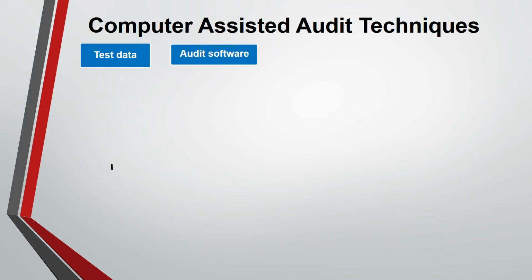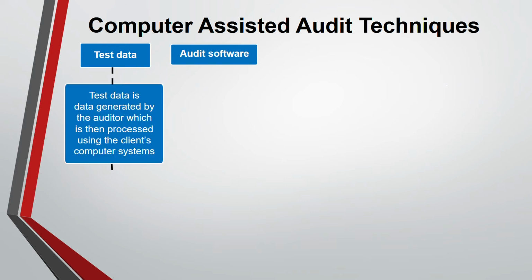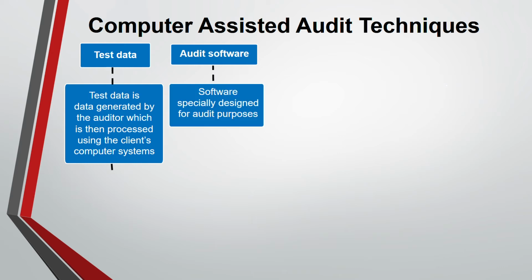Next, computer assisted audit techniques. There are two things that you need to take care of. One is test data, the other one is audit software. Test data, what do they do? Test data is data that is generated by the auditor, which is then processed using the client's computer system. This is not the actual data. This is just their testing. It's like a dummy, like a prototype that they are using. They are not working on the actual data. They are putting some imaginary figures and testing in the client's computer system. So that is known as test data. And audit software is software which is designed specially for audit purposes.